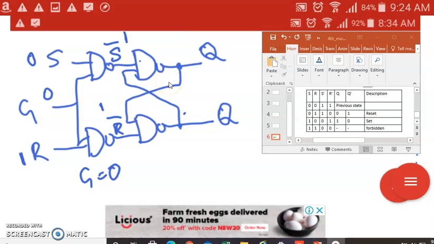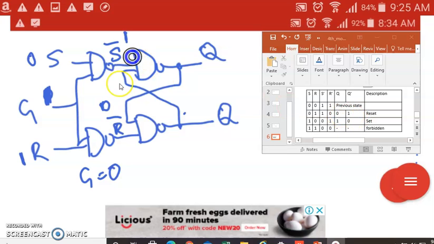Now we'll change this gate input to 1. If the gate input is 1, with S and R as 0 and 1, what are we going to get? When S is 0 and gate is 1, your output is 1. When gate is 1 and R is 1, the output here is 0. So for the 0, 1 condition, our S bar is 1 and R bar is 0. When this is the condition, we'll be getting reset.